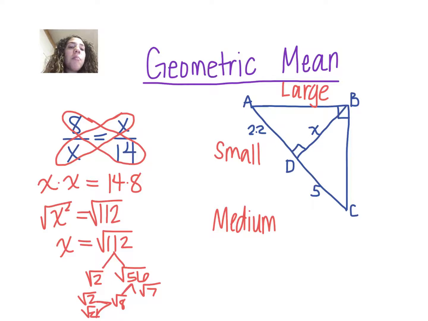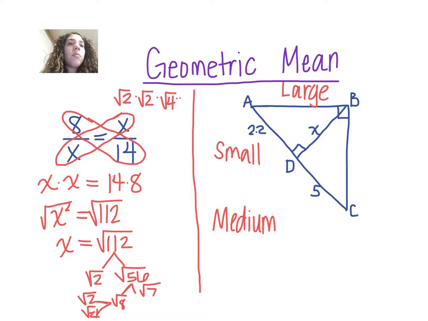And I ran out of space there, so I'm going to rewrite that at the top right here. So I just wrote the square root of 2 times the square root of 2 times the square root of 4 times the square root of 7. If you're wondering where the square root of 8 went, I broke that up into the square root of 2 times the square root of 4.